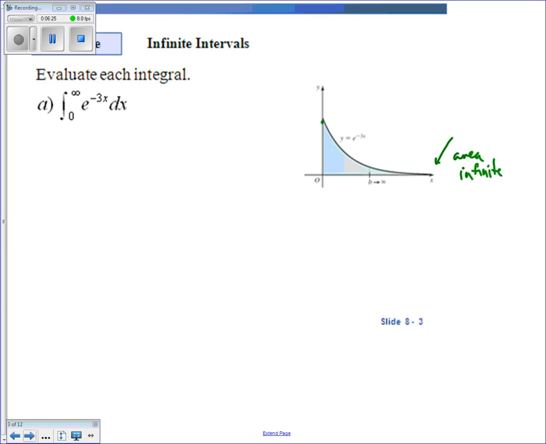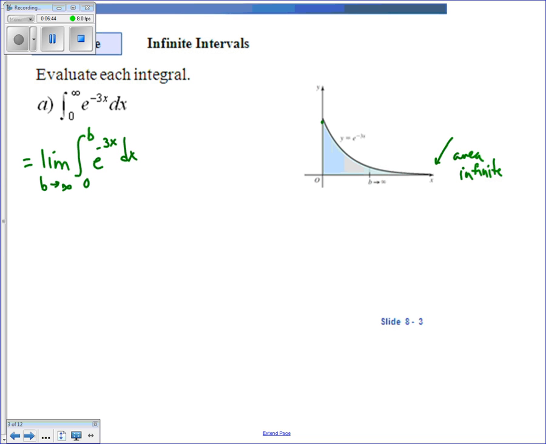Okay, so now, first step is to rewrite the improper integral as a limit. We're going to replace that infinity with some number. I can use a or b, whatever number you want. Let's use b. And then we're going to take the limit as b goes to infinity.